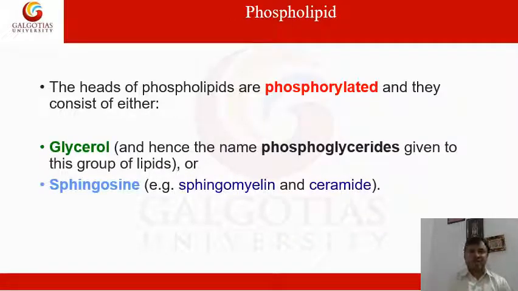The head of the phospholipid is phosphorylated and they consist of either glycerol or sphingosine. If it contains glycerol, hence the name phosphoglyceride, and if it contains sphingosine, then the name is sphingomyelin and ceramide. So this is the structure of the phospholipid.